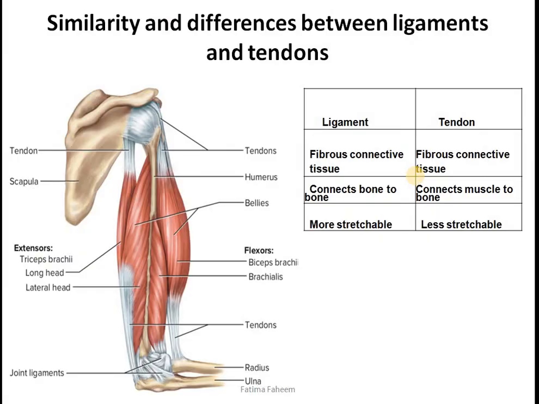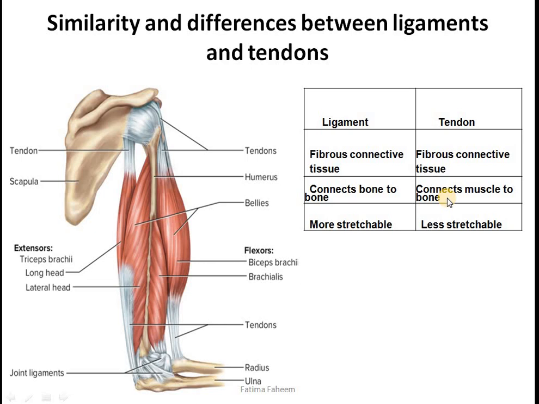Okay, now let's see the differences between ligaments and tendons. First, keep in mind that both of them are connective tissue. Ligament is fibrous connective tissue, so is the tendon. Ligaments connect bone to bone. Here in the diagram, you can see that ligament actually joins the bones together. Whenever bones have to be joined together, it would be via ligaments.